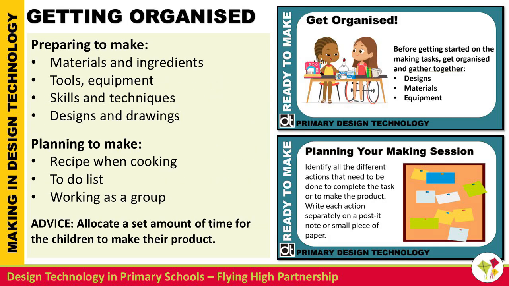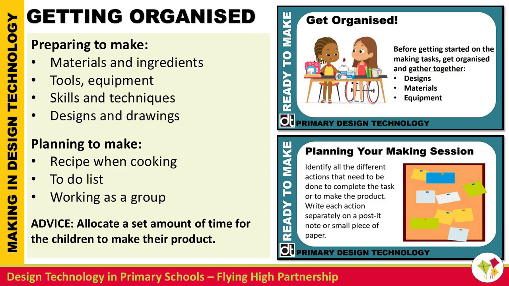Getting organised is an important part of the creative process of making a product and is also an invaluable life skill. Planning to make is about getting organised and being prepared for the making session where they create the product they have designed. This can mean gathering together all the materials and ingredients they are going to need to make the product, knowing which tools and equipment they will need and the techniques they will use, and having their designs and drawings that will guide them during the making session.